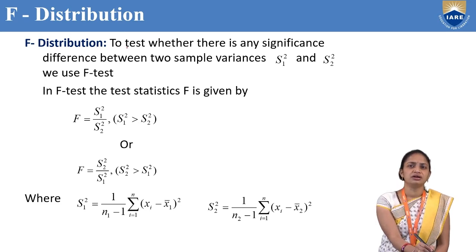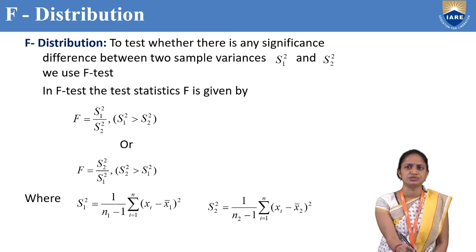The definition is: F distribution is used to test whether there is any significant difference between two sample variances S1 square and S2 square. We use the F test. In the F test, the test statistic F is given by F equal to S1 square by S2 square, where S1 square is greater than S2 square. Or we can use one more formula, that is F equal to S2 square by S1 square, if S2 square is greater than S1 square.